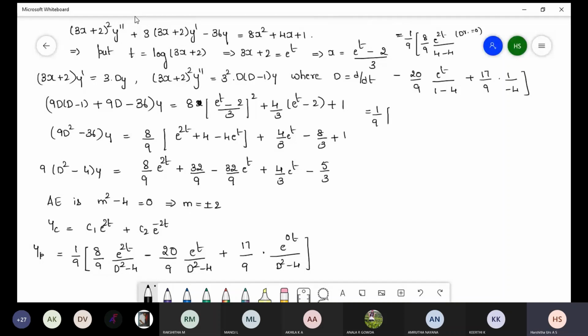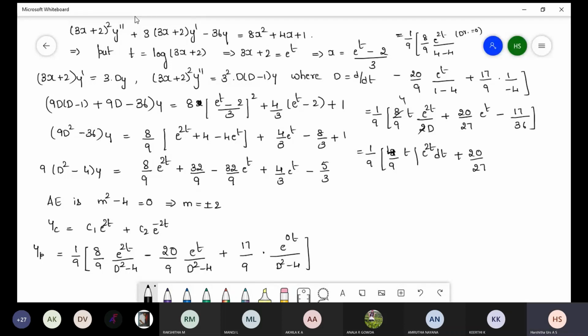So (1/9)(8/9) t e^(2t) divided by the differentiation, 2D, minus into minus plus (2/9)·3, 20/27 e^t, minus again here 17/36. (1/9)(8/9): here 2 ones are 2, 2 fours are 4, so we can write (4/9) t times the integration of e^(2t) dt plus (20/27)e^t − 17/36.